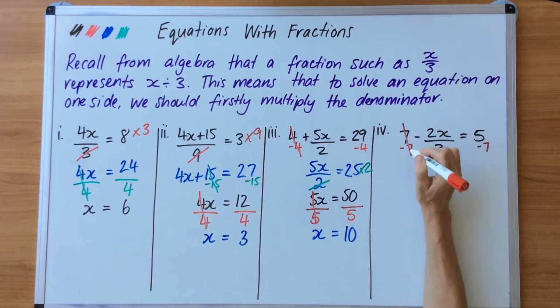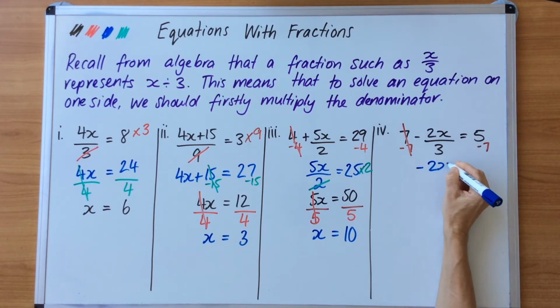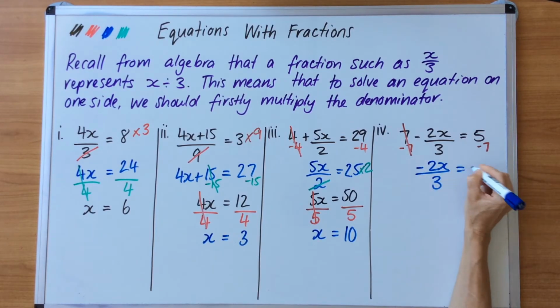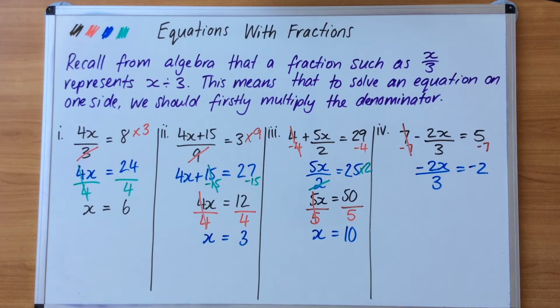7 minus 7 cancels out to 0. I drop down what I already have there and I haven't used yet. And then I solve this side here. 5 minus 7 is negative 2. So be careful with your negative numbers here.